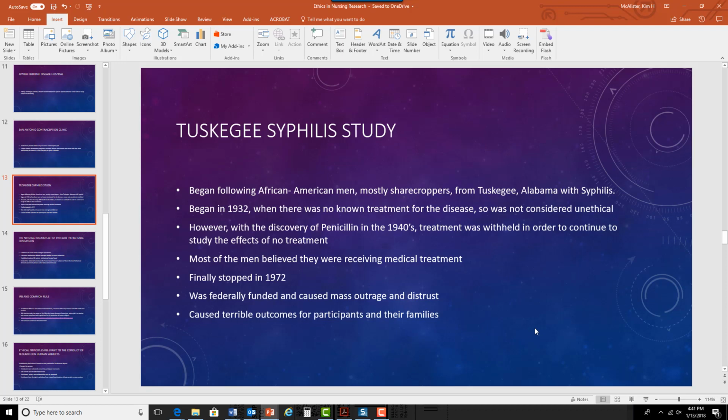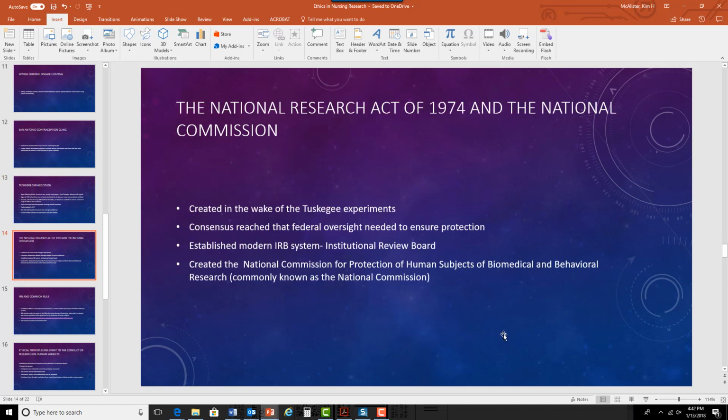However, with the advent of penicillin in the 1940s, there was treatment for syphilis, but that treatment was withheld so that they could continue to study what would happen to patients who did not get treatment. So in other words, they were doing a double-blind experiment, but it was not random, and the patients didn't know they were participating. They deliberately kept a control group without them being aware that they were a control group.